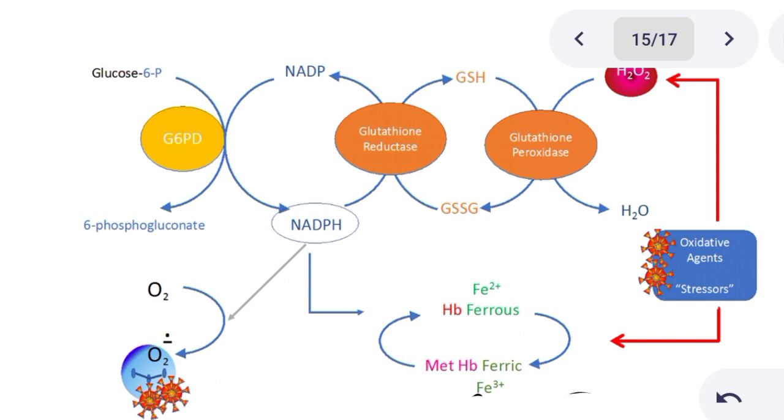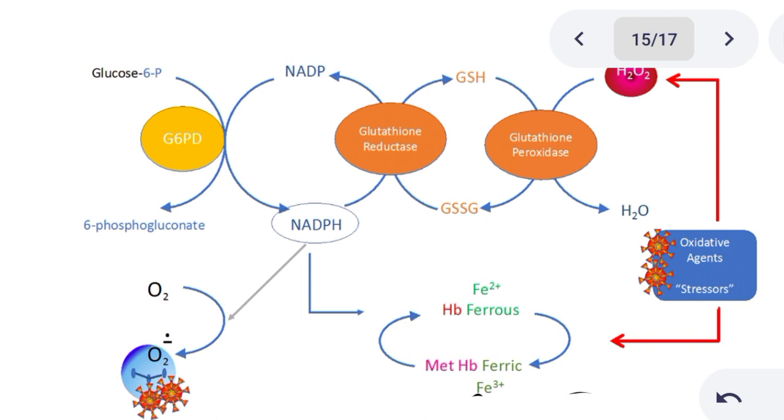What else? Taking some drugs, for example, primaquine. Primaquine is a drug that was developed 70 years ago, and what it actually does is increase the oxidative stress in the red blood cell, because this drug is an anti-malarial drug. It's a drug for malaria.